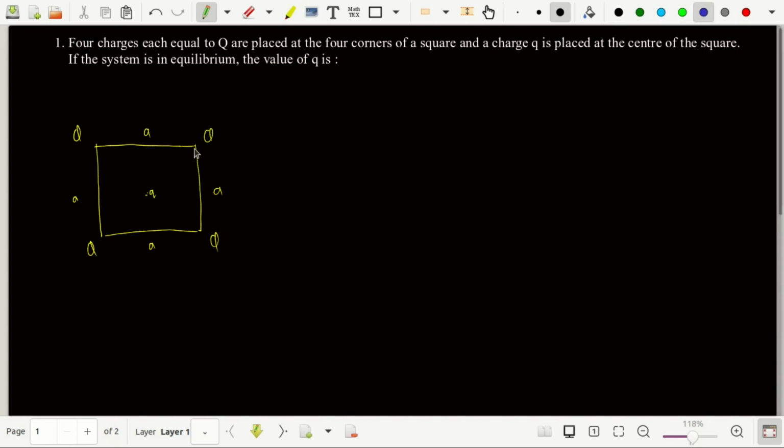So what this will do, this will try to attract the capital Q towards it over here in this direction, and it will try to attract it in this direction. Since it is equal and opposite, they will cancel out, and in the same way, this particular charge will come here and this particular charge will come here. Equal and opposite cancels out. You say that the system is in equilibrium.